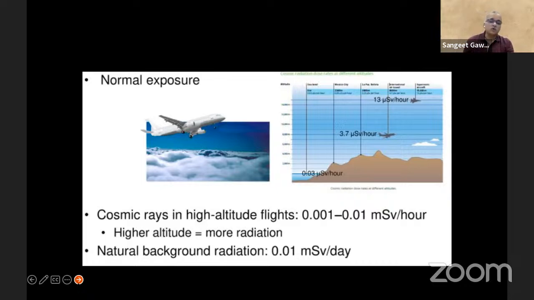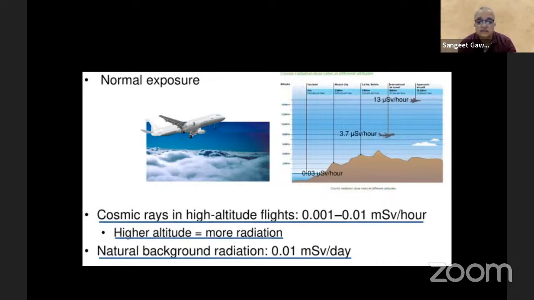So as you go higher, the radiation is higher, and the cosmic rays at higher altitude, particularly when you are flying, you can see on the right hand chart. At sea level, if it is 0.03, then when you are at about 4,000, it increases to 3.7 millisievert per hour. And as you go higher, it increases to 13 millisievert per hour. So that is the radiation, per hour. Higher the altitude, more will be the radiation. So at the ground level, you are receiving exposure at that much.